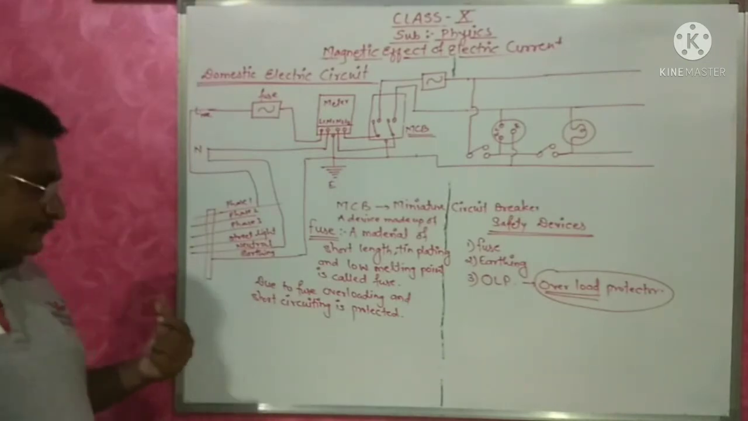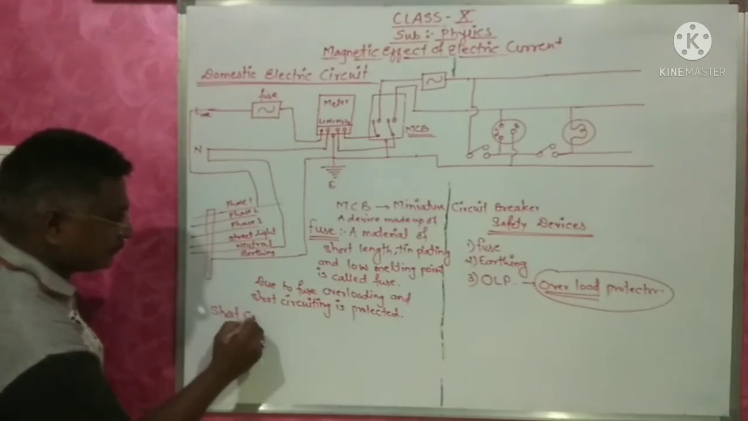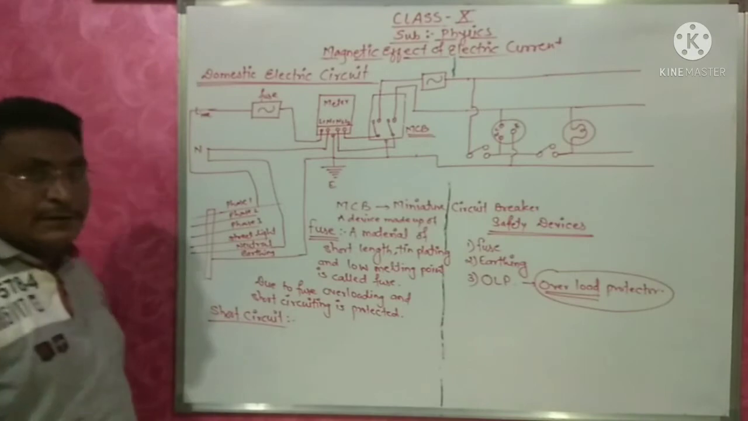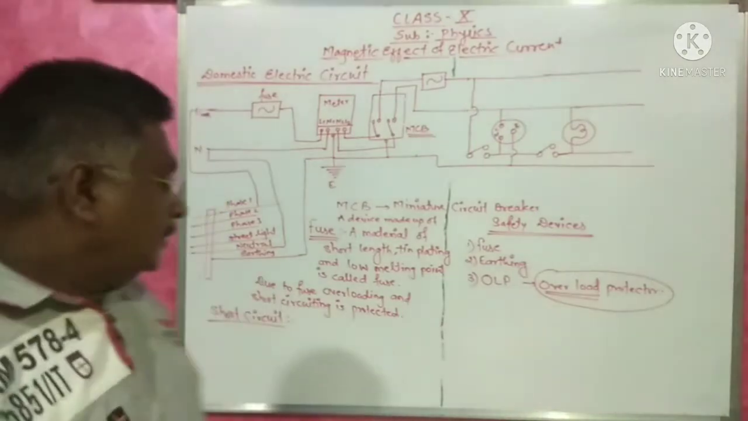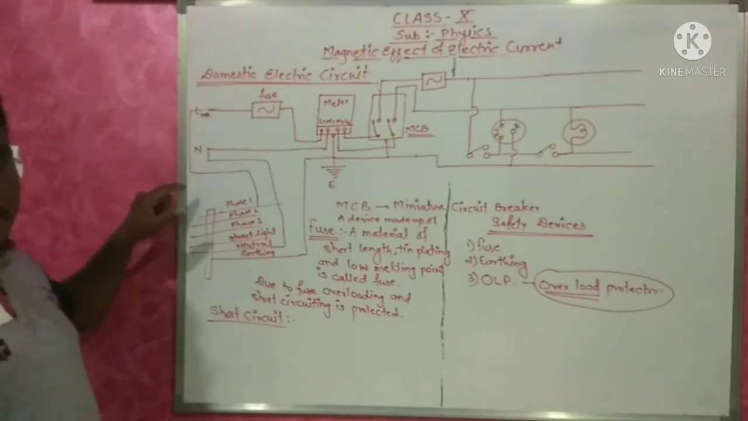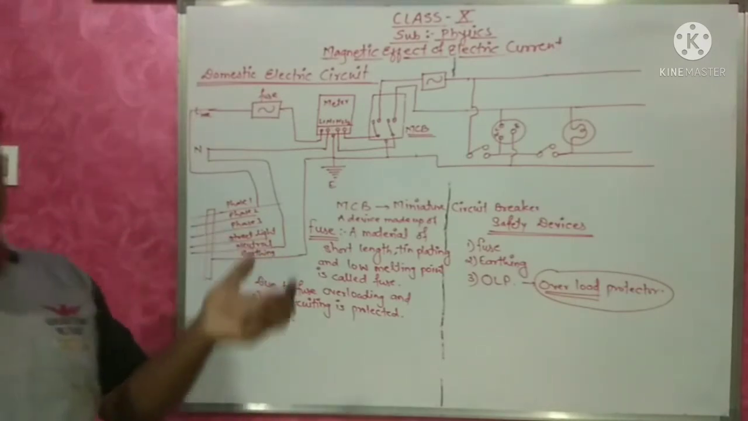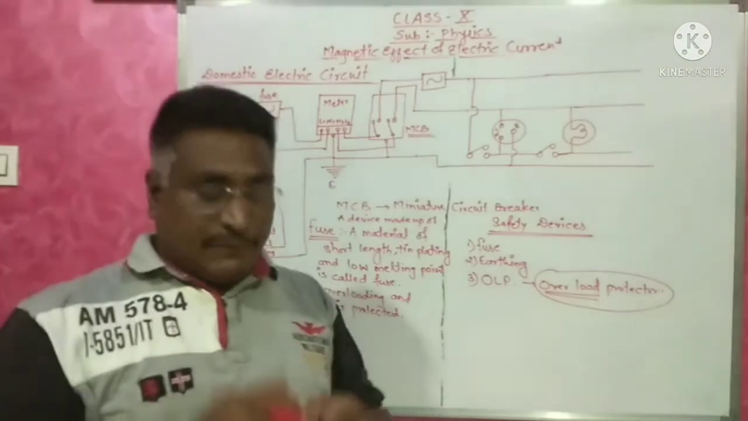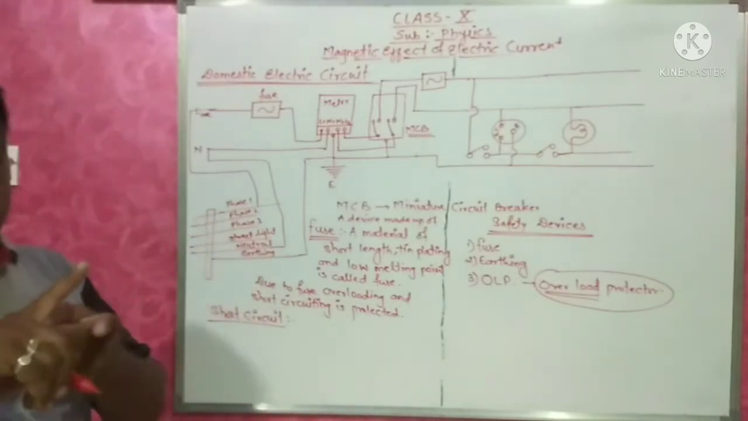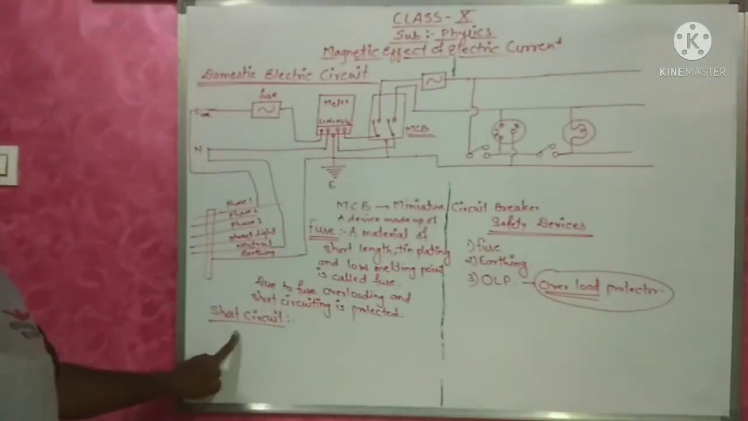Short circuiting. So what is the meaning of short circuit? Short circuit means when the phase wire and neutral wire come in contact. So we will observe a spark. Whenever two wires are connecting, what will happen there? We will get sparking. That sparking is called short circuiting.